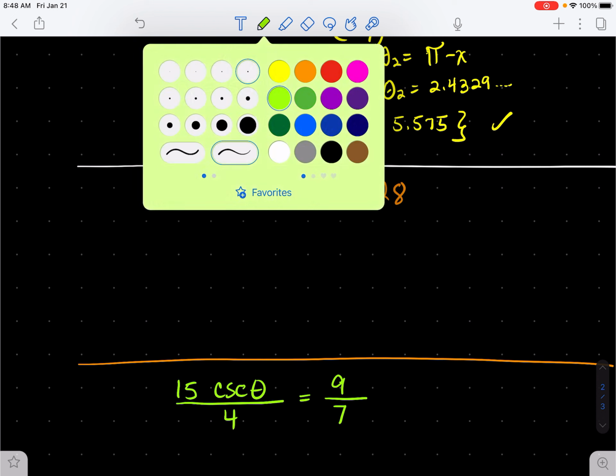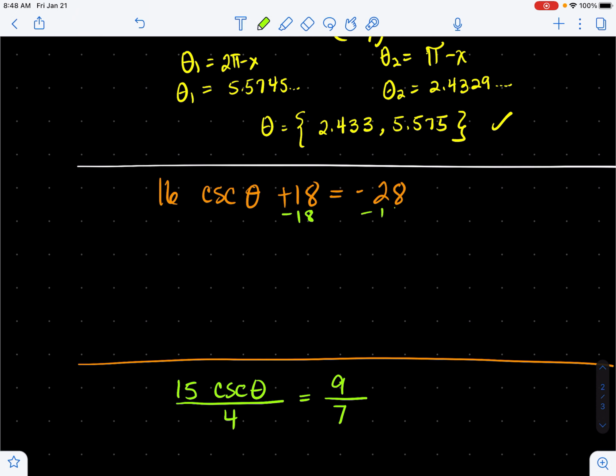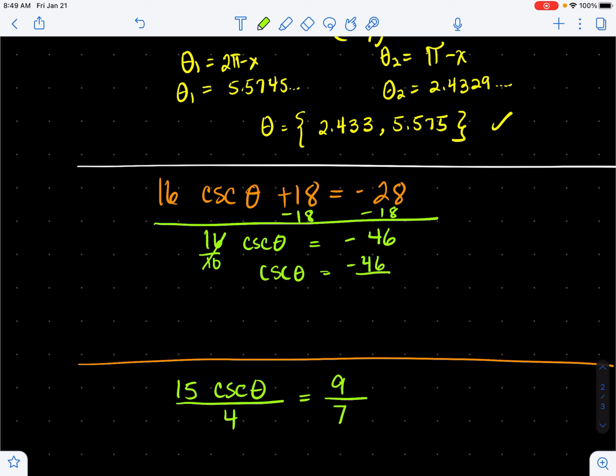When I tried that look in this equation, clearly we shall get rid of the 18. Negative 46. Divide both sides by 16. Cosecant theta equals negative 46 over 16. And now it's time to convert this into a sine problem. Reciprocal it, which means reciprocal that as well. This does simplify to negative 8 over 23. And I shall just use negative 8 over 23 for sine values.